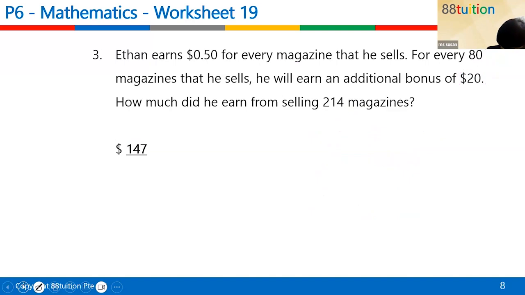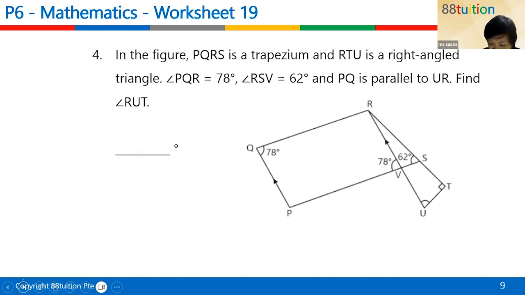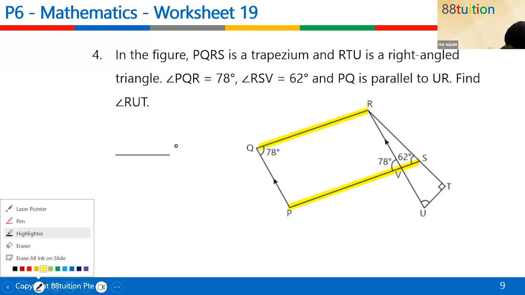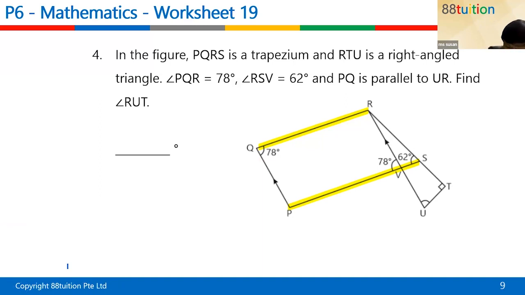Next question. In the figure, there is a trapezium. So where's the trapezium? I'm going to use my highlighter to highlight my trapezium here. Okay, so I'm going to color. This is the trapezium. P, Q, R, S. Okay. And this one is the parallel. So the parallel sides will be this thing. Okay.